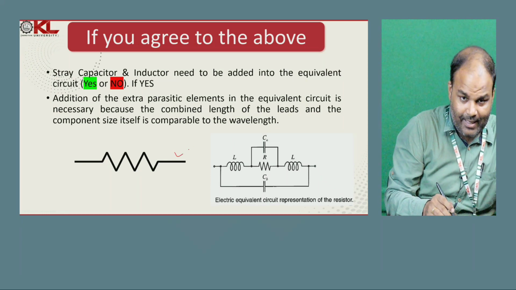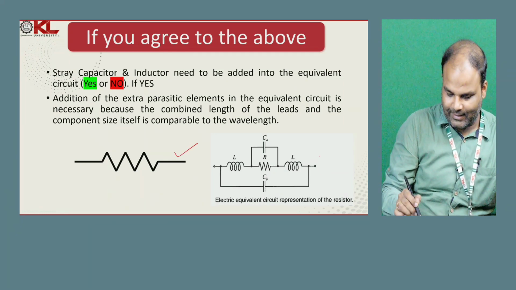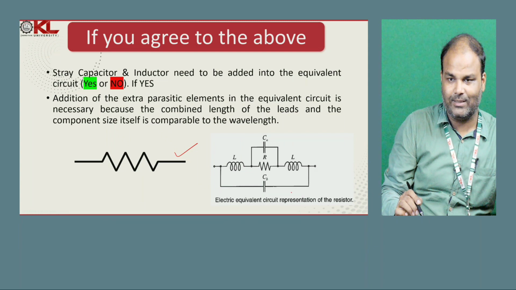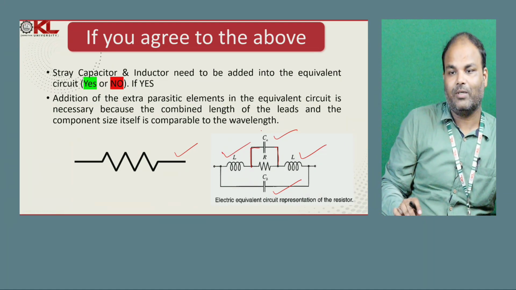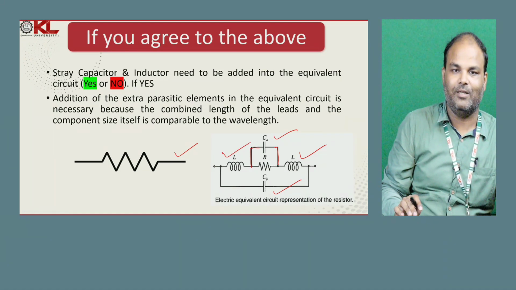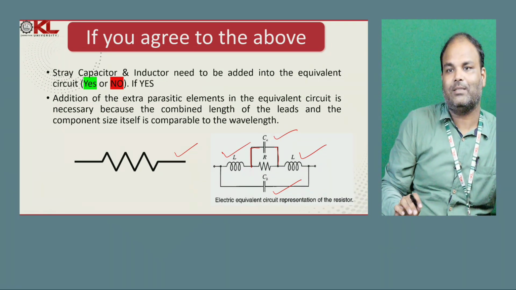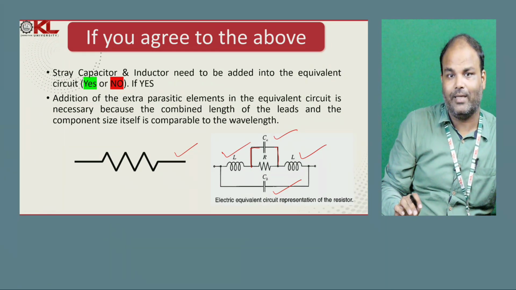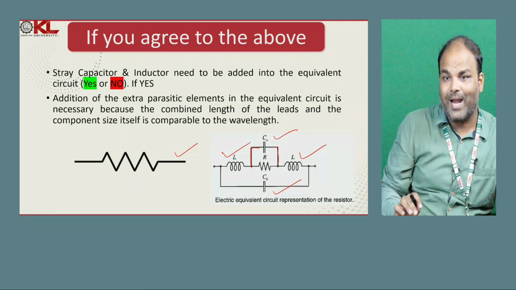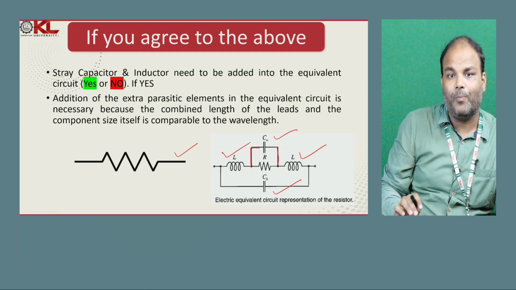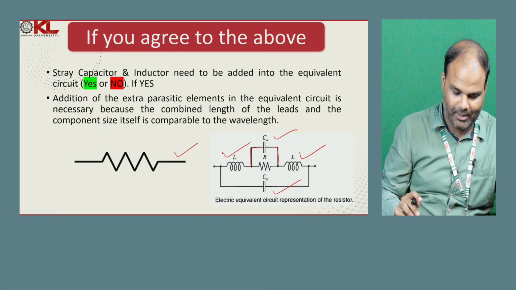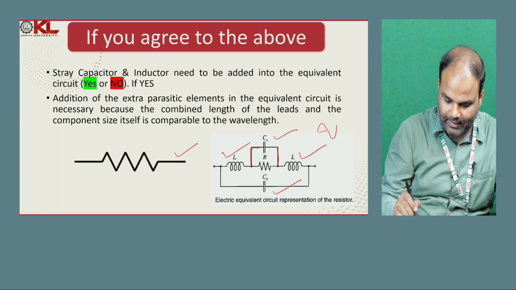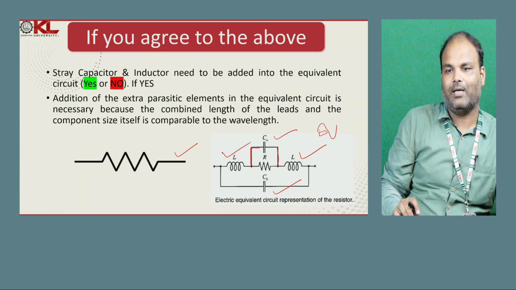So now you can think, if it is a resistor and we are thinking about high frequency, then we need to add the stray capacitors and inductors with the resistor. Now we can see the peculiar thing. The addition of extra parasitic elements in the equivalent circuit is necessary because the combined length of the leads and the component size itself is comparable to the wavelength. That is most important, because here the wavelength and the size of the component are comparable.